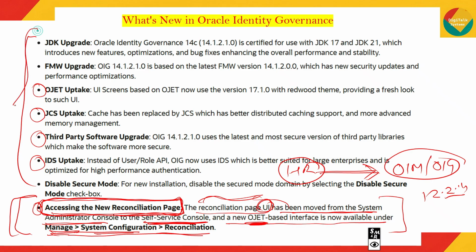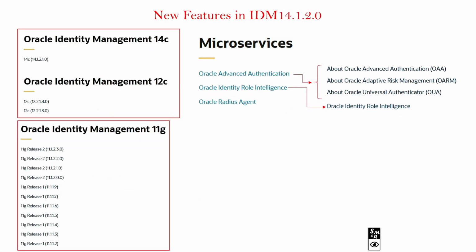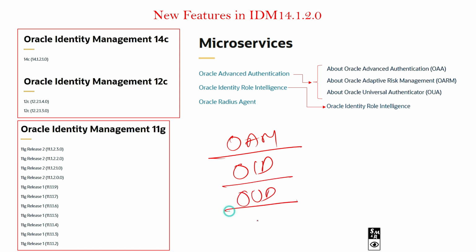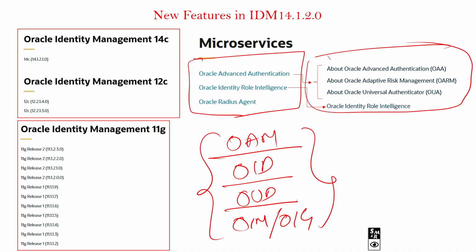So these are the changes in your Oracle Identity Governance, right? What we have covered are the major enhancements in the Oracle SSO single sign-on solution, the changes or new features in the OID and the OUD, along with the OIM, which is now called the OIG, Oracle Identity Governance. The microservices are completely different products that we will cover in future sessions.